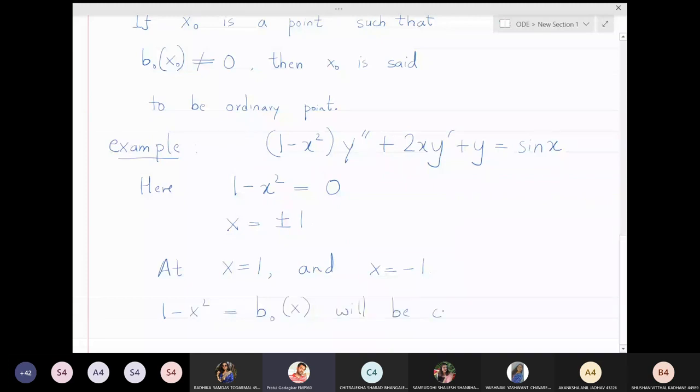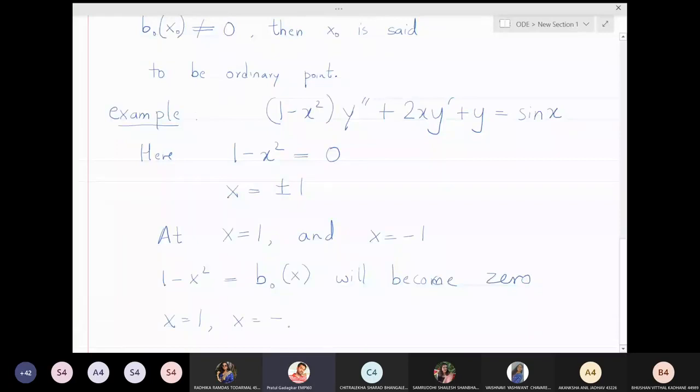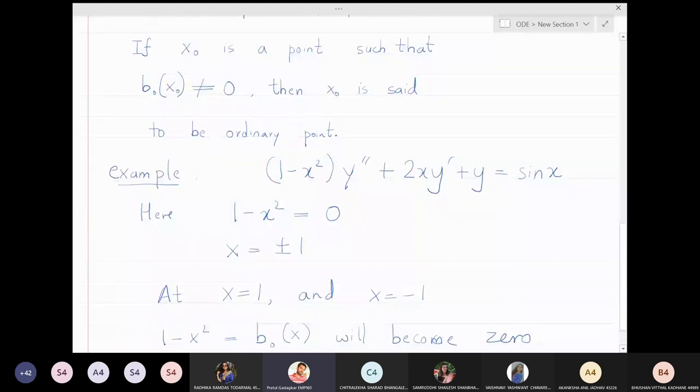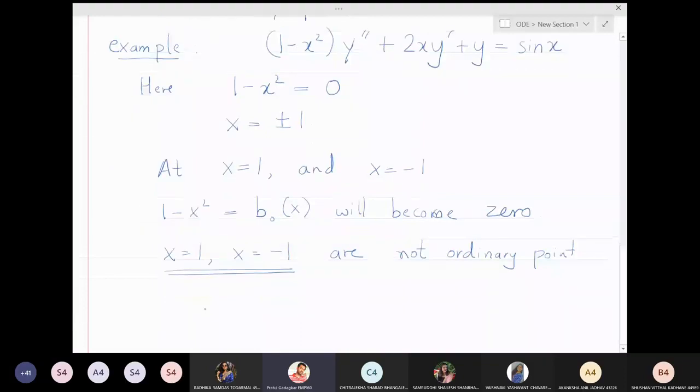This means that x equal to 1 and x equal to minus 1 are not ordinary points, because for an ordinary point it should not be equal to 0. So if x equal to 1 and x equal to minus 1 are not ordinary points, then all remaining points will become ordinary points. From all real numbers, 1 is not allowed and minus 1 is also not allowed, because they are not ordinary. So now who can become ordinary?